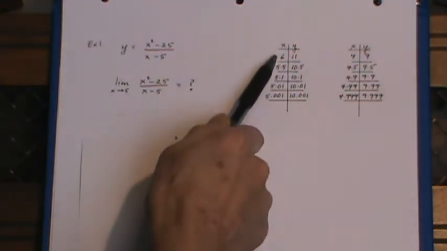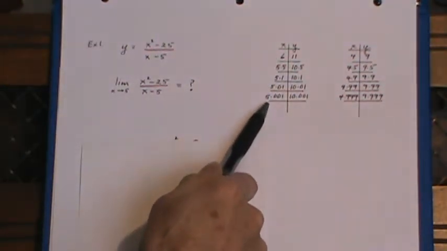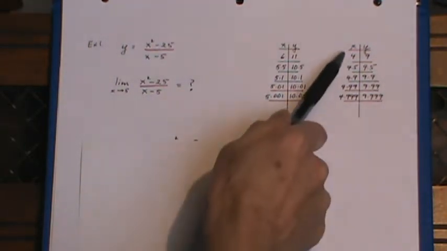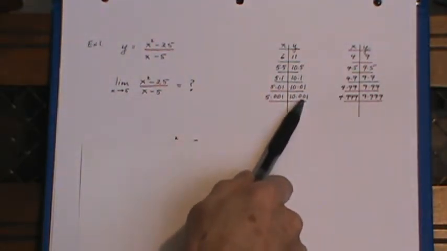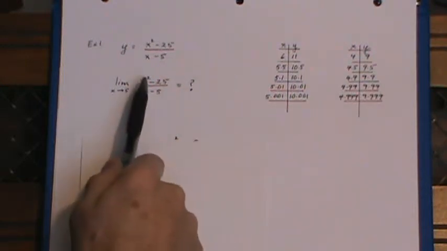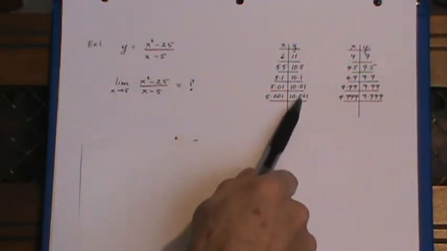So what I've done first of all is look at it in a table. I'm taking x values that get closer and closer to 5. I came down from 6 and I came up from 4. Both times I approached the number 10. This is easy to do on your calculator. All you have to do is plug this x value into here and you'll get this y value. So in both cases we are approaching the value 10. So that's what we call the limit. It's not the value or the answer when we get there, but it's what we're approaching.